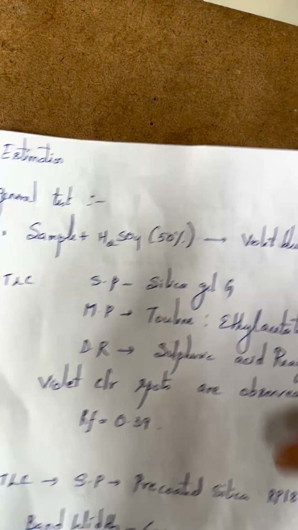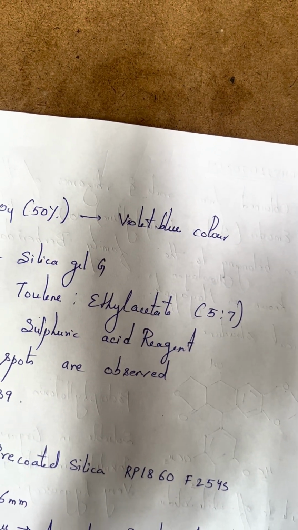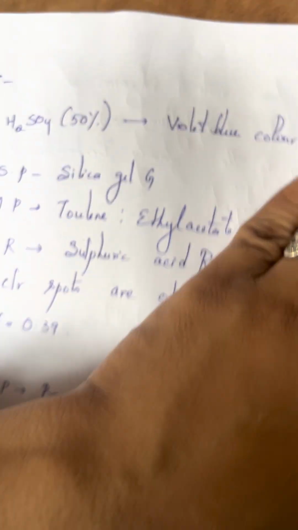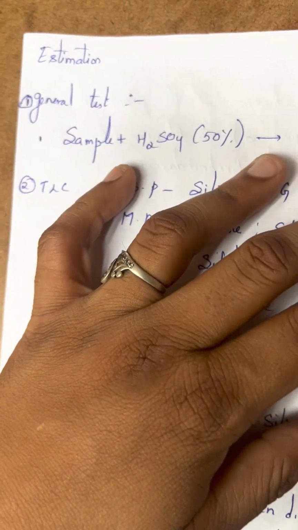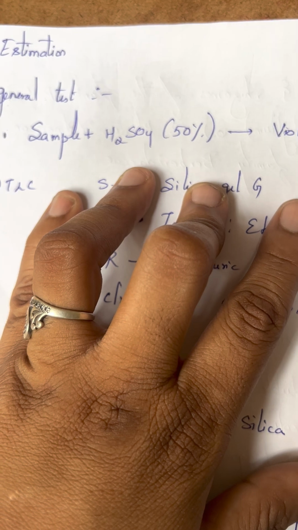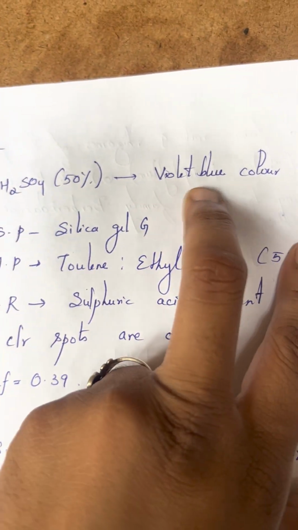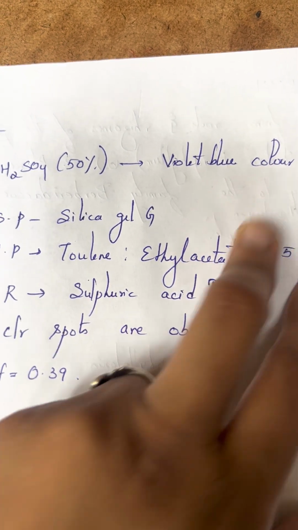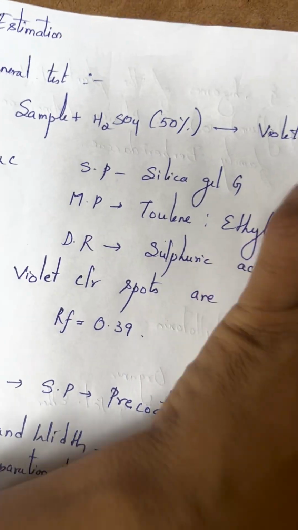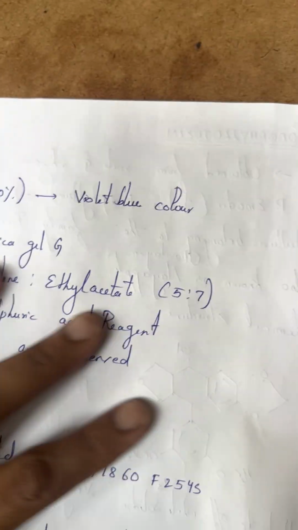So next we will go for the estimation. For estimation, we already know that we have two types, quality determining and quantity determining, right? So firstly we will go for quality. When we go for the general test, sample plus 50% H2SO4 gives violet blue color. Okay, violet blue color is obtained. This is the first test for estimating the presence of podophyllotoxin. Then we will go for the TLC.